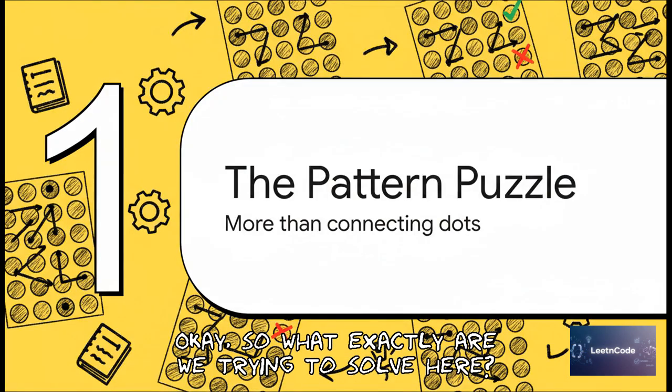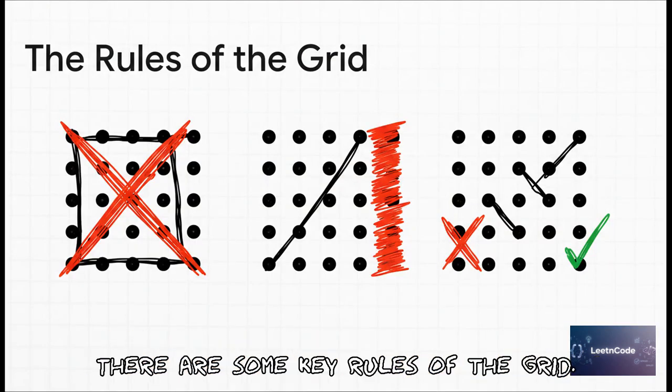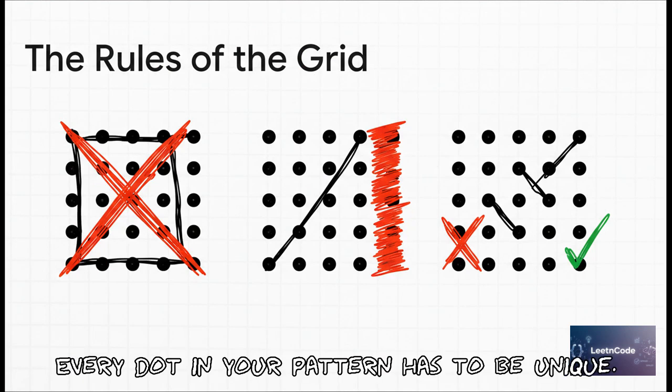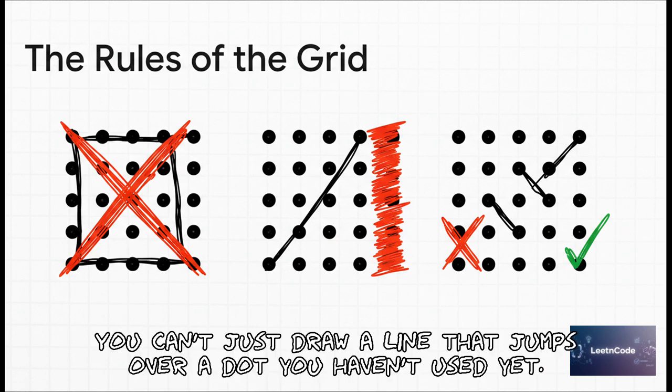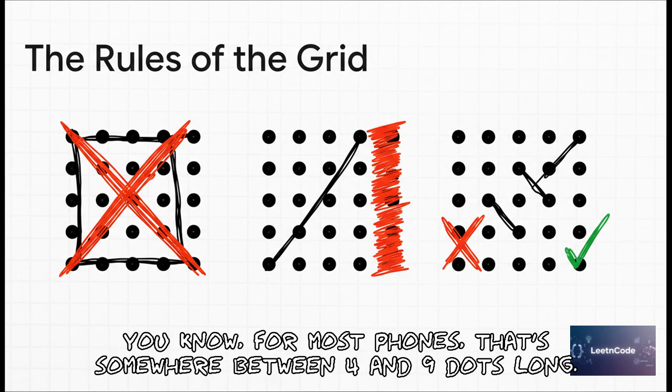Okay, so what exactly are we trying to solve here? Well, this Android pattern puzzle is a lot more than just connecting some dots. There are some key rules of the grid. Rule 1, every dot in your pattern has to be unique. No reusing dots. Rule 2, and this is the important one, you can't just draw a line that jumps over a dot you haven't used yet. And finally, Rule 3, the pattern has to be a certain length. For most phones, that's somewhere between 4 and 9 dots long.